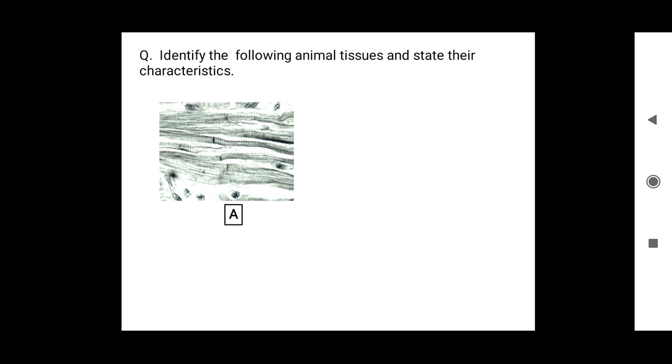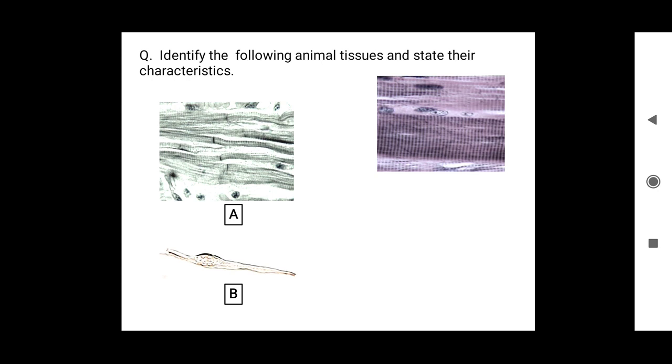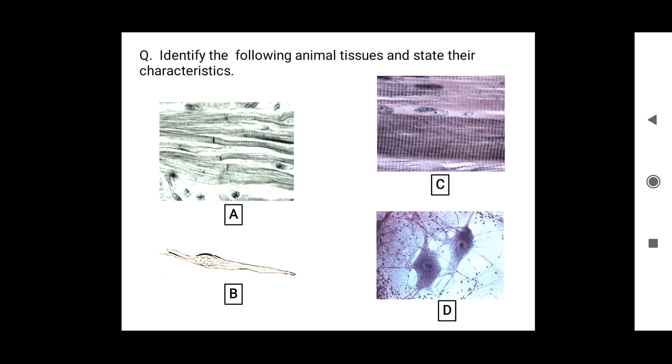Next question, identify the following animal tissues and state their characteristics. The first one, I hope you can identify. It is the cardiac tissue. You can see the branching and the striations and the intercalated disc. Now here B, because of the spindle shape, because of the uninucleate, because of no striations, you can identify it as smooth muscle fiber. Then because of the striations, the multinucleate, no branching, this is skeletal muscle fiber.